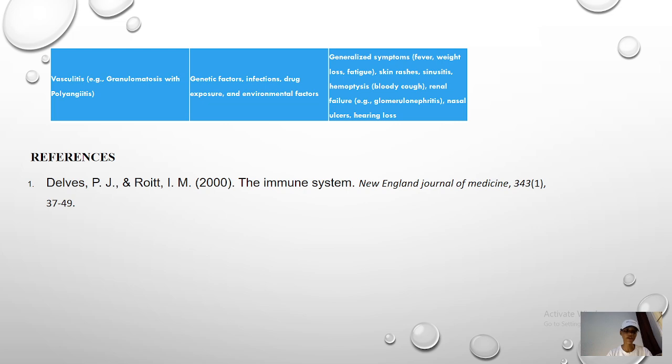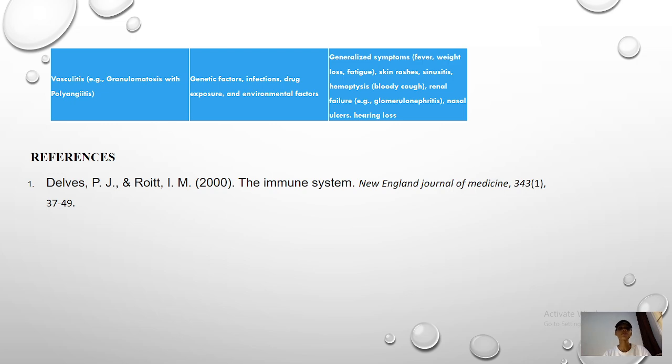Here we go with another disease called vasculitis, where the causes are genetic factors, infections, drug exposure, and environmental factors. Its clinical manifestation is generalized symptoms like fever, weight loss and fatigue, skin rash, sinusitis, hemoptysis, bloody cough, and renal failure.